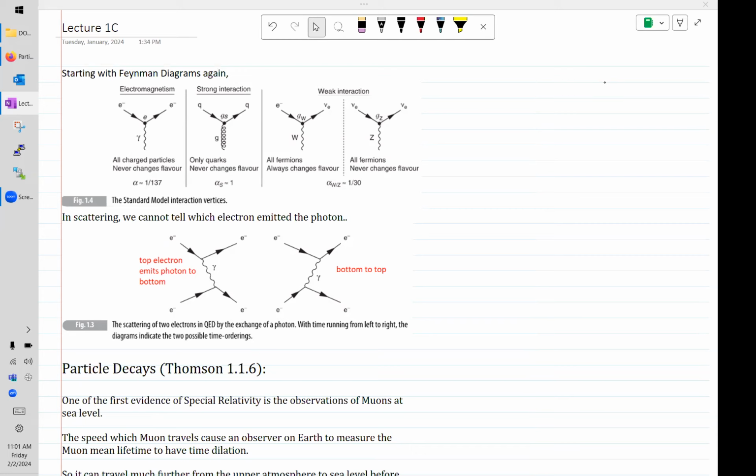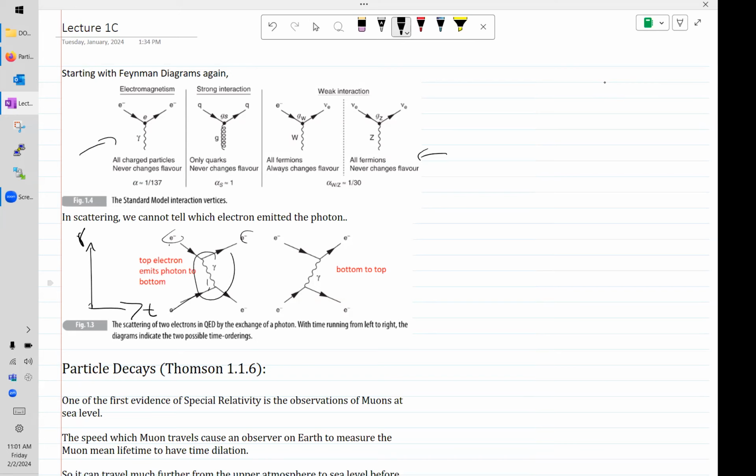Okay, but going back to what we had on Wednesday, we're thinking about all these Feynman diagrams again. These are the vertices in the Standard Model. Remember when an electron scatters off another electron, you have two electrons coming in. Remember that the time axis is horizontal, and the distance between the two particles is vertical, like R. So the two electrons come close together, they exchange a photon, and they scatter off each other.